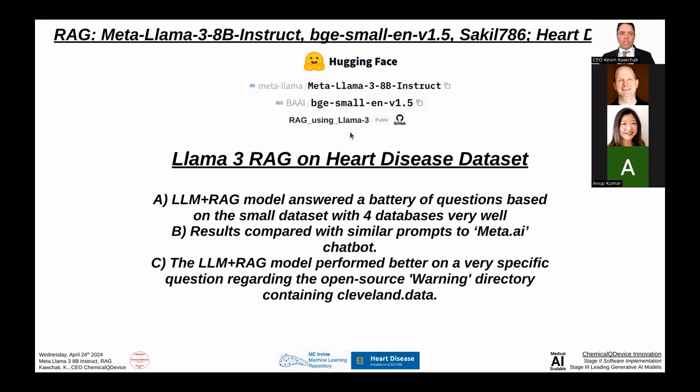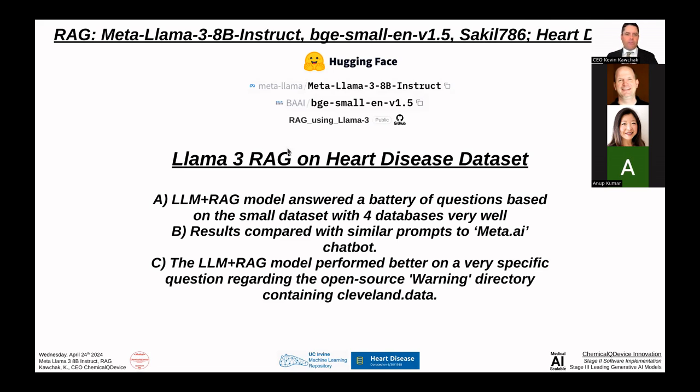Now, here's the last one that I just finished up. So this is the heart disease data set using Llama 3. Now, the 8 billion instruct is what I see the most. It's more for instructions. And you could still use the original one that's 3-8B that doesn't say instruct. Now, what's giving it the RAG in this specific case, this retrieval augmentation, is this BGE small, and then I think this is English version 1.5. And this specific notebook I got on GitHub from this Sakil 786.